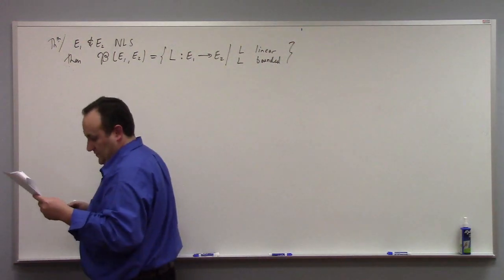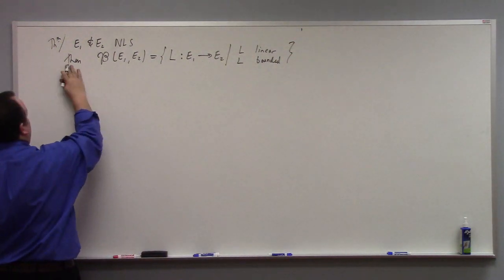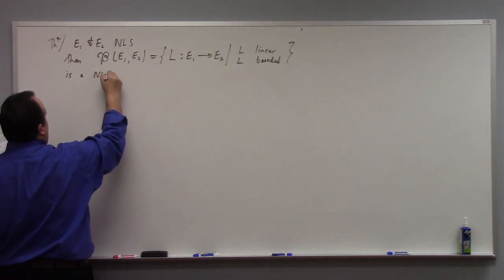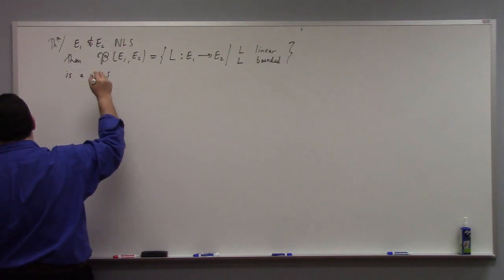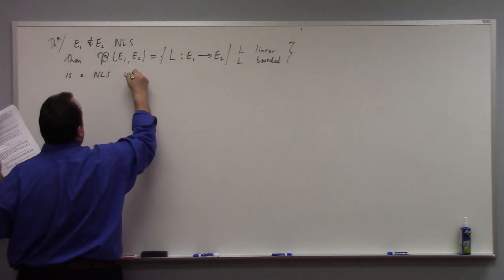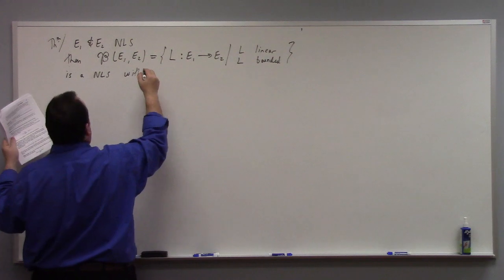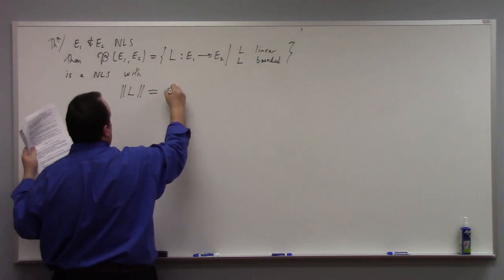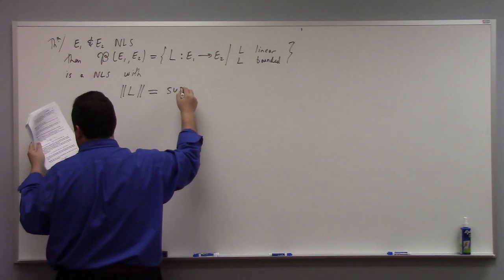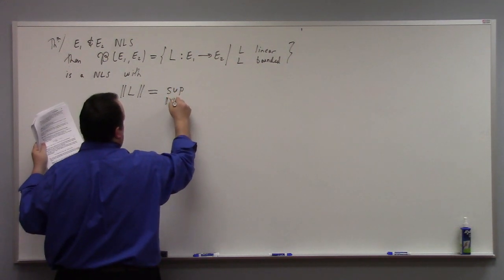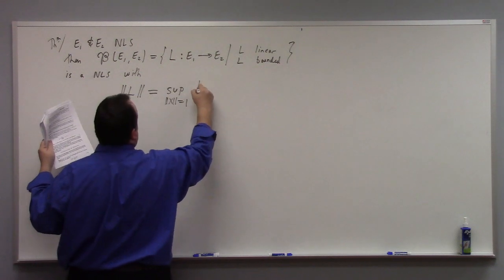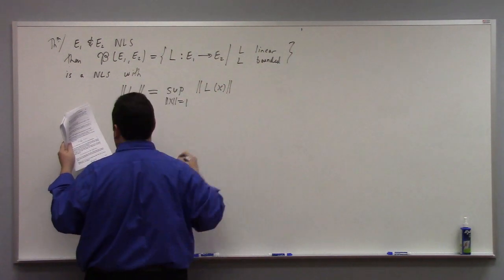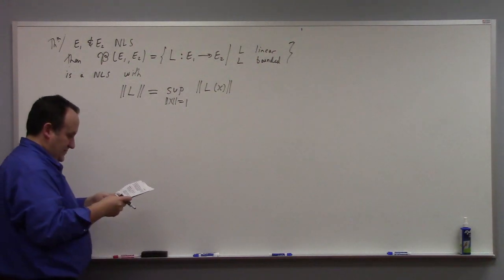Then what's the deal with this? Well, he says that this is a normed linear space with the norm of L equal to the supremum over norm of x equal to 1 of the norm of L of x. And of course he doesn't put the parentheses in because he's cool like that.